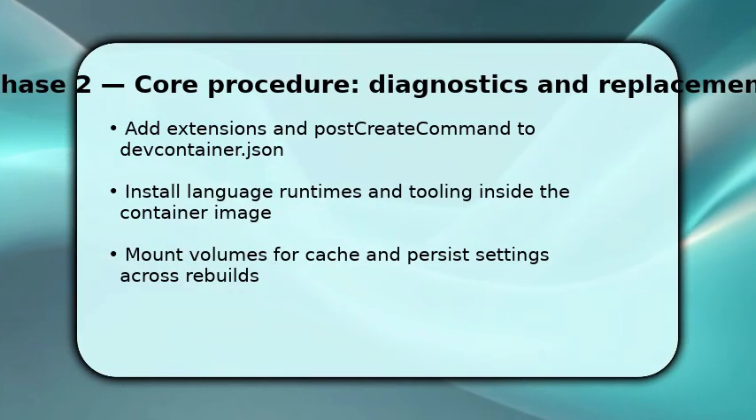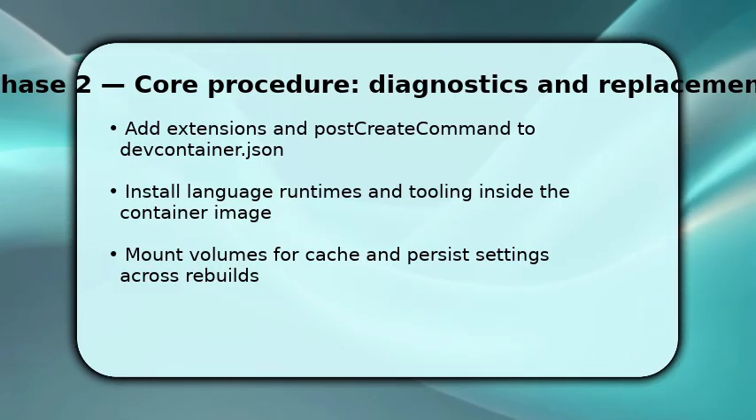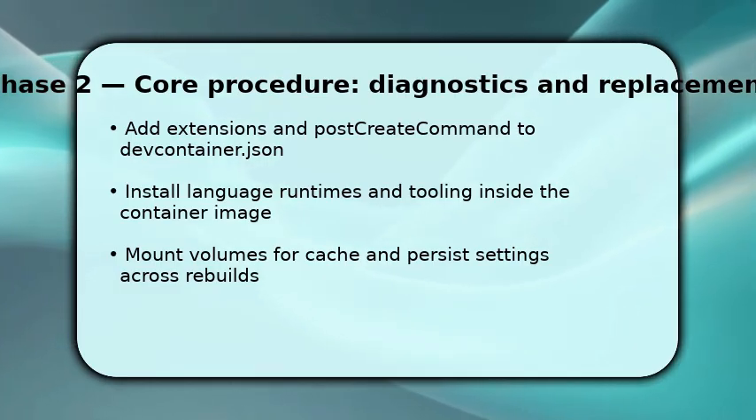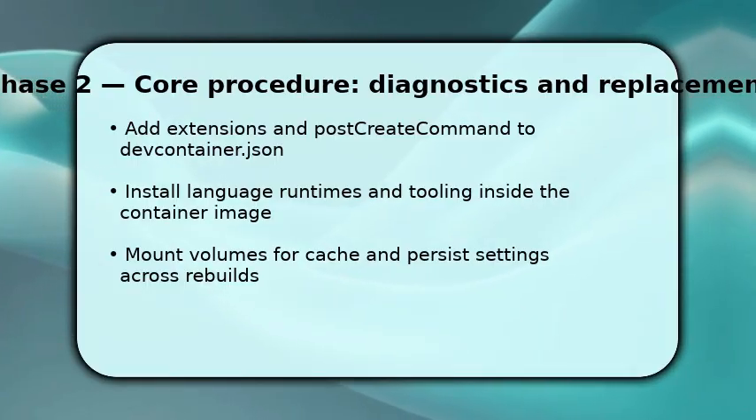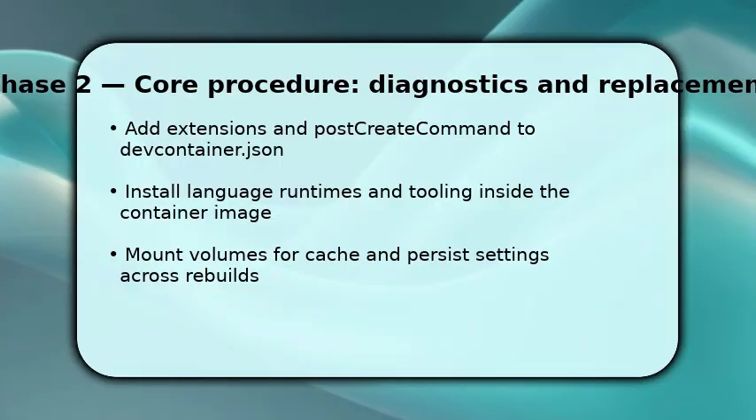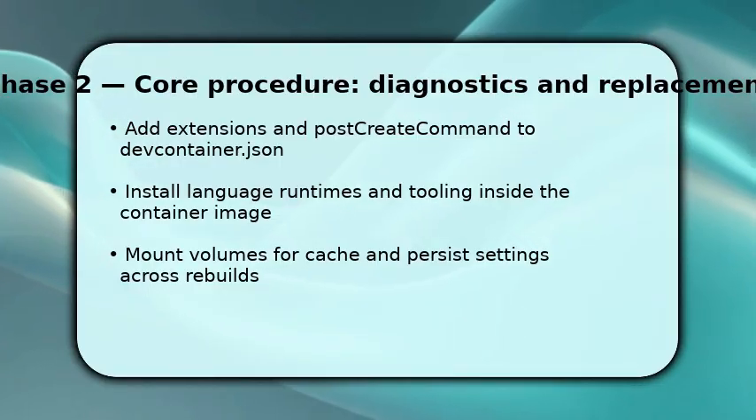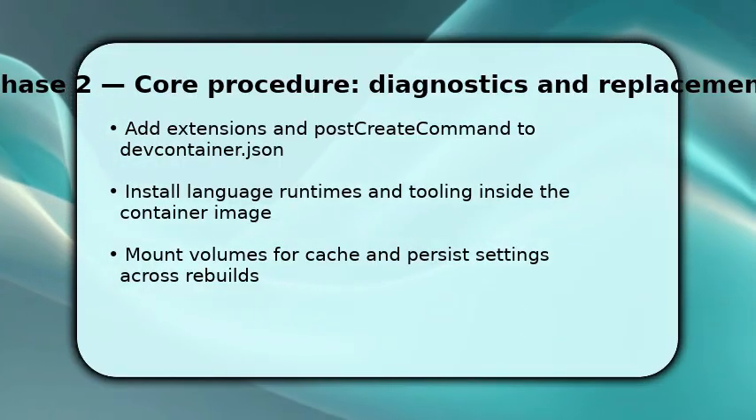You now customize the container. Add useful extensions and define a post-create command to install dependencies automatically when the container first starts. Make sure to install language runtimes, CLI, and linters inside the image, rather than on the host, so everyone uses the same versions.